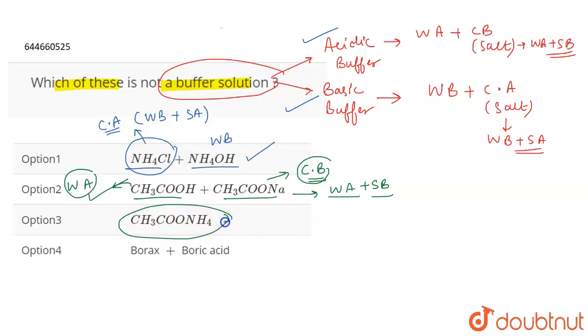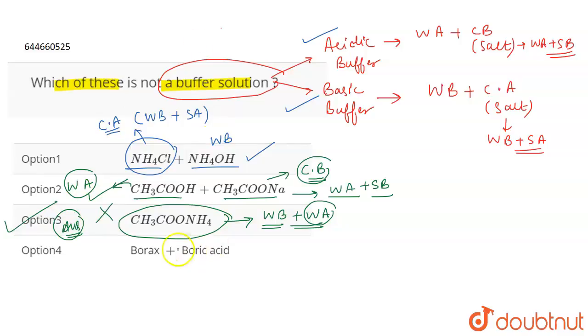Talking about CH3COONH4, if you look at the salt, it is formed by a weak base and a weak acid, right? A weak base, which is NH4OH, and a weak acid, which is acetic acid, right? So therefore, we need a salt which is either a combination of weak acid, strong base, or a combination of weak base, strong acid, right? The salts that are a combination of weak base and weak acid cannot form a buffer solution, right? Therefore, this does not form the buffer solution and is the correct answer for the question, right?